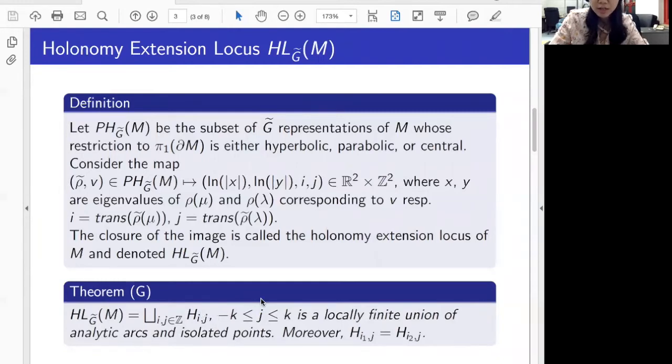It turns out that the holonomic extension locus is actually a locally finite union of analytic arcs and isolated points. So in fact, each h_ij is a graph inside a plane. Moreover, it has the property that if the j index, the translation number of the longitude, is the same, then the two different graphs in different planes are identical.